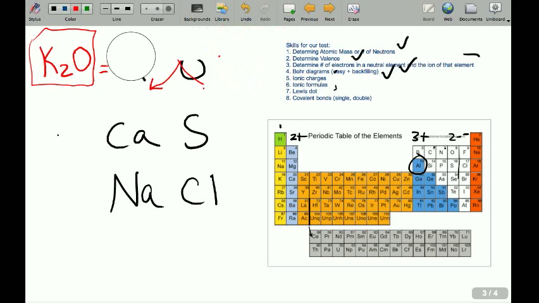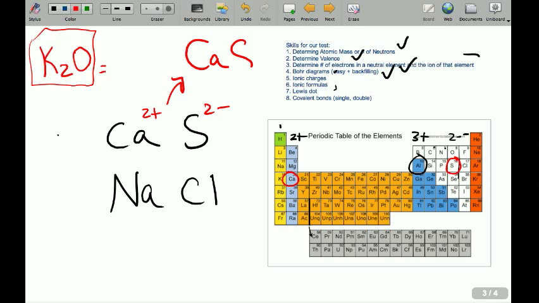Now, next guy. CaS. S is here, it's 2 minus, and Ca is 2 plus. So those guys, being 2 plus and 2 minus, when these two combine, they'll combine as CaS. Now some people ask me, how come it's not Ca2S2 if you're using the crisscross rule?